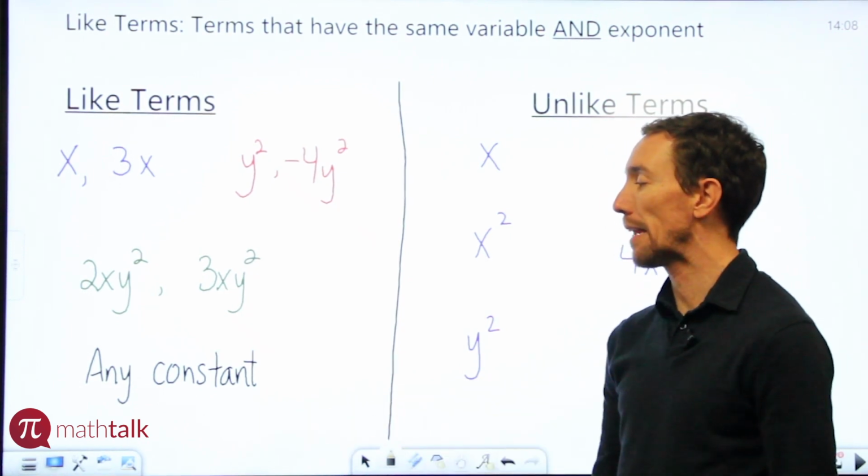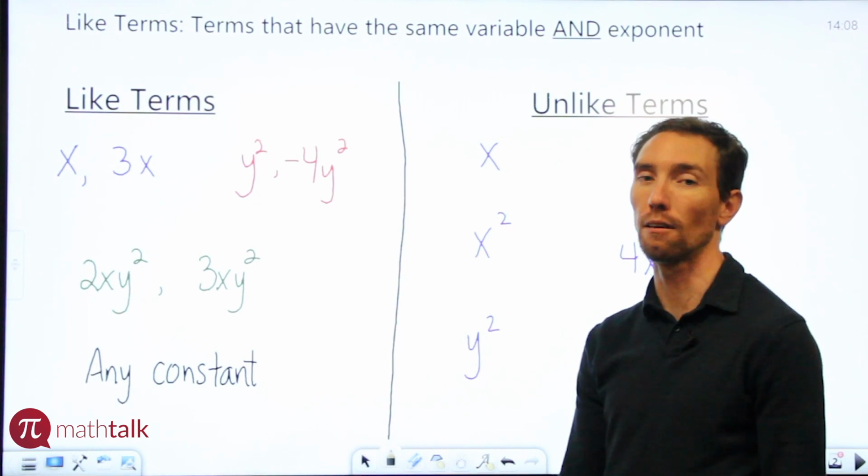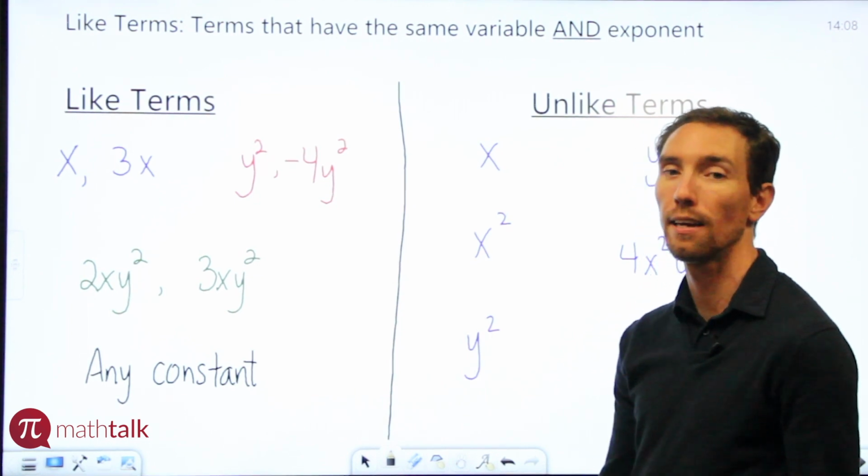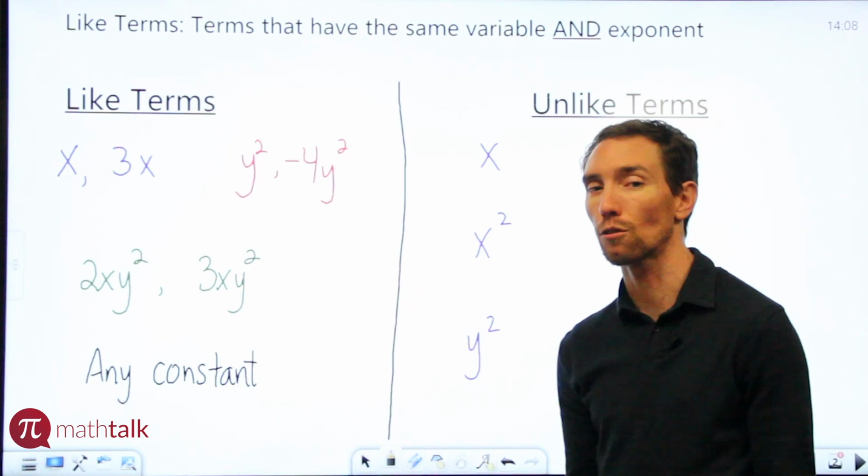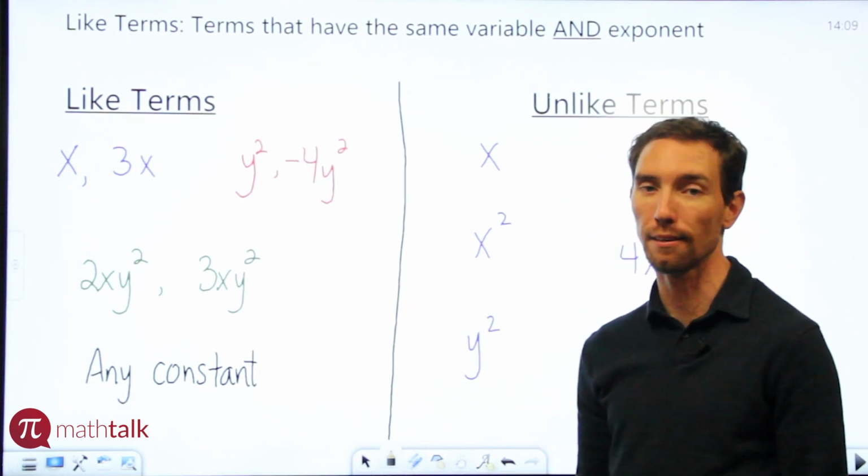And then at the bottom, you see any constant, basically any number that's by itself. 3, 4, negative 10, a fraction. Those are all constants. Those are all like terms. You can add and subtract them together.